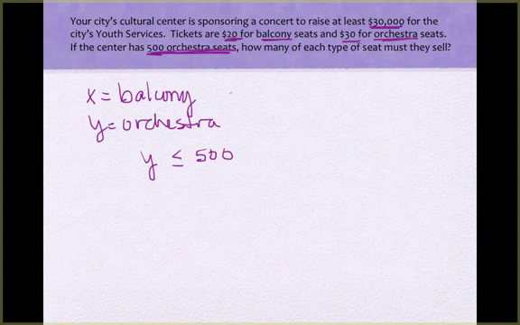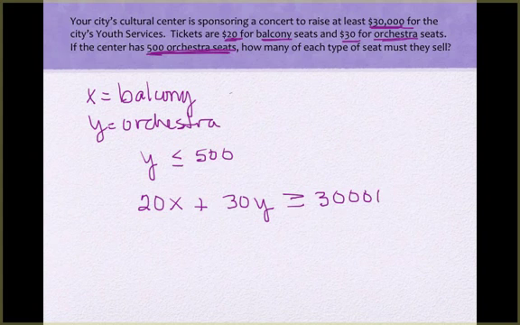We also know that we want to raise at least $30,000. So if we take how much we charge for a balcony seat, which is $20, times how many we sell, which would be X, and then add how much we charge for orchestra seats, which is $30, times how many of those we sell, which would be Y, we want to make at least 30,000. So 20x plus 30y is greater than or equal to 30,000. Now let's look at the graph of that.